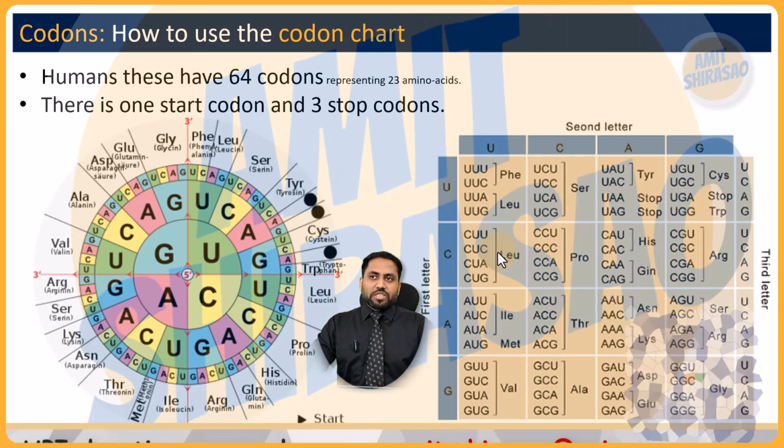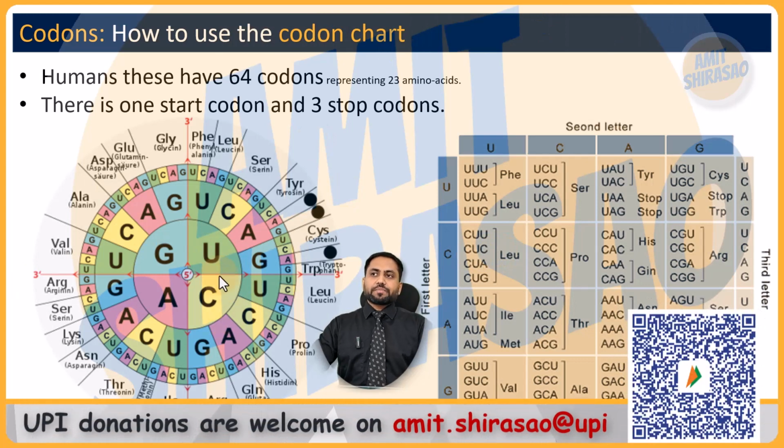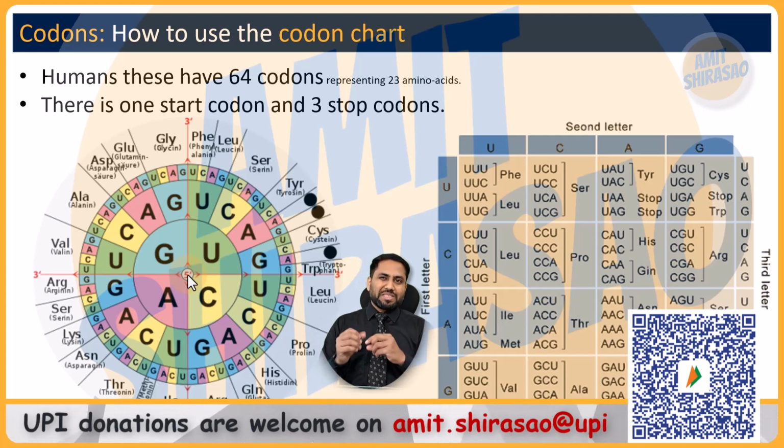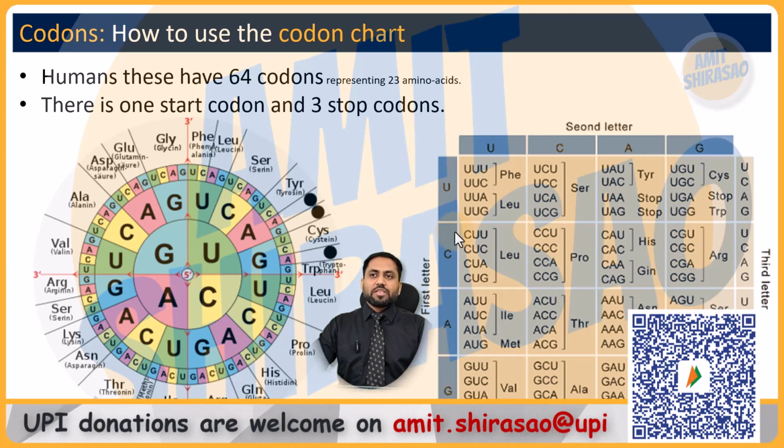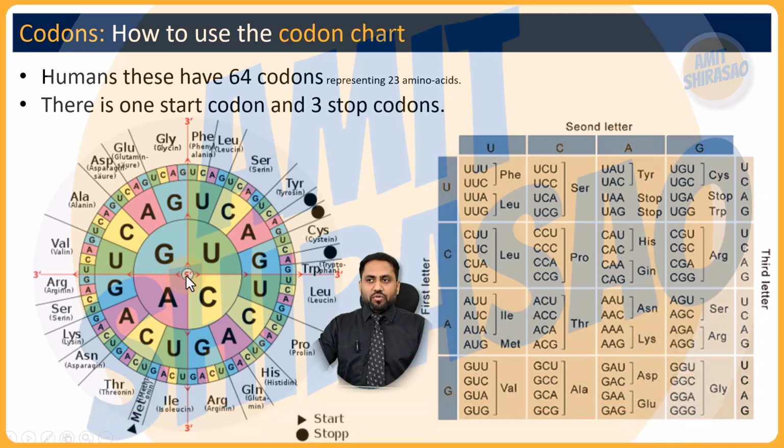I told you about one chart. The other chart is this pie chart. Personally speaking, I like the pie chart better because it's easier. Instead of searching here, I can go from here outside. So this is what?